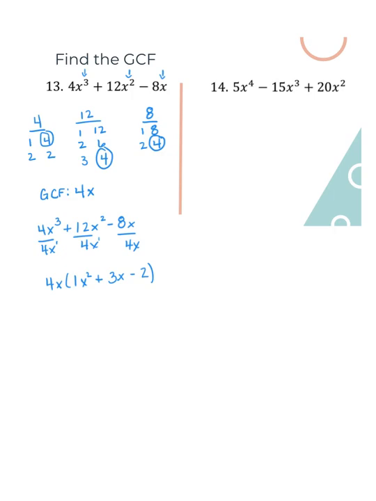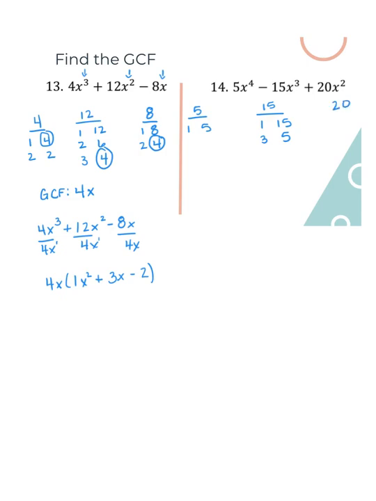Okay, number 14, last one. We have 5x to the fourth minus 15x to the third plus 20x squared. Okay, so my numbers, I'm going to start with 5, and I know 1 times 5, and that's it. And now I have 15. You don't have to take that negative in front of that 15. You can just take a 15. So 1 times 15, 2 won't go in there, 3 times 5, 4 won't go in there. I'm back at 5, so I know I'm done.